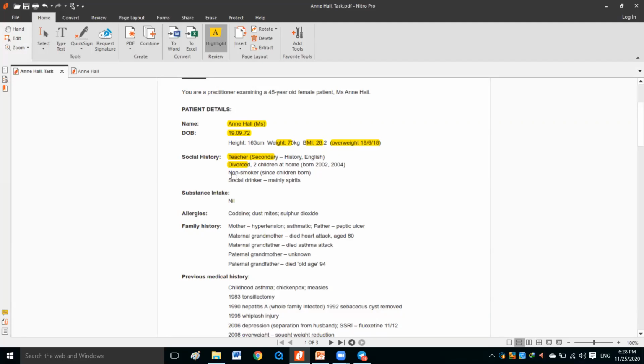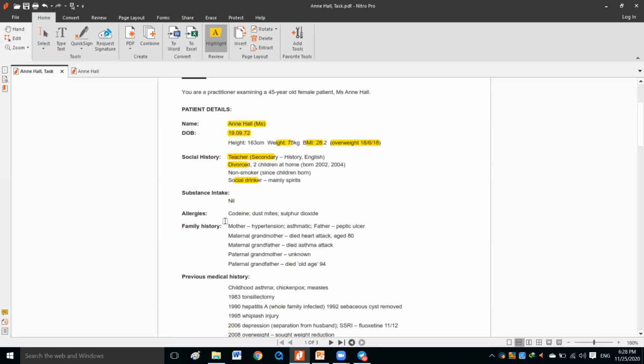The patient is a non-smoker. I will choose social drinker as relevant. Yes, social drinker, this is the positive information, and non-smoker will not be mentioned. Substance intake, null, not relevant, irrelevant. You will cancel this.